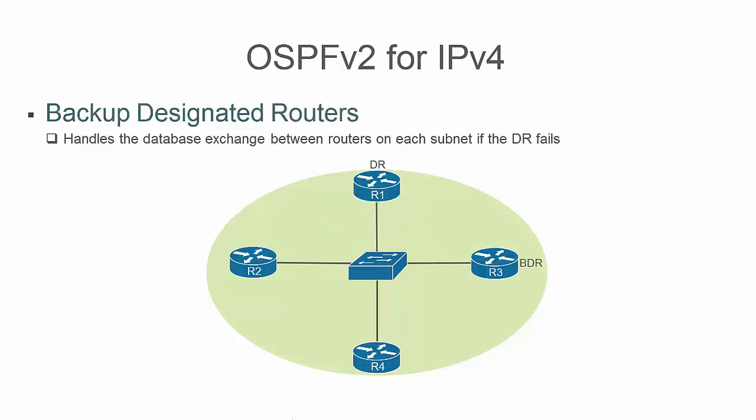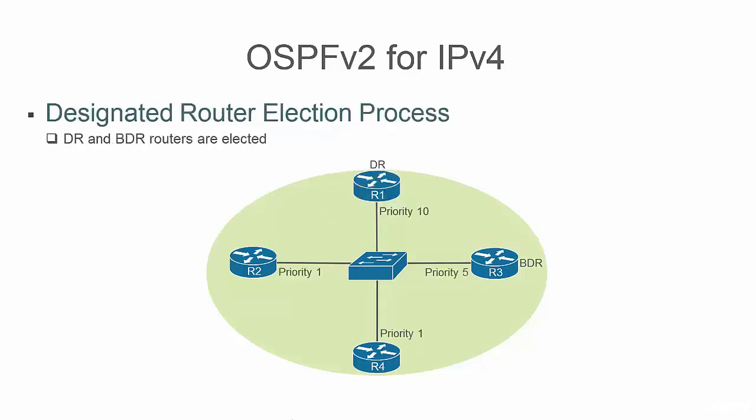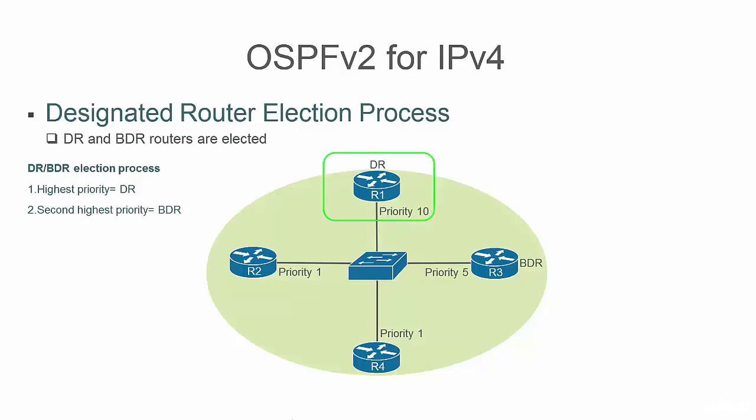In addition to designated routers, you can have backup designated routers. And these take over the DR role if the DR were to fail. To elect a designated router, there's an election process. First, routers look at which router in the topology has the highest priority, and that would become the DR. The router with the second highest priority would become the BDR.